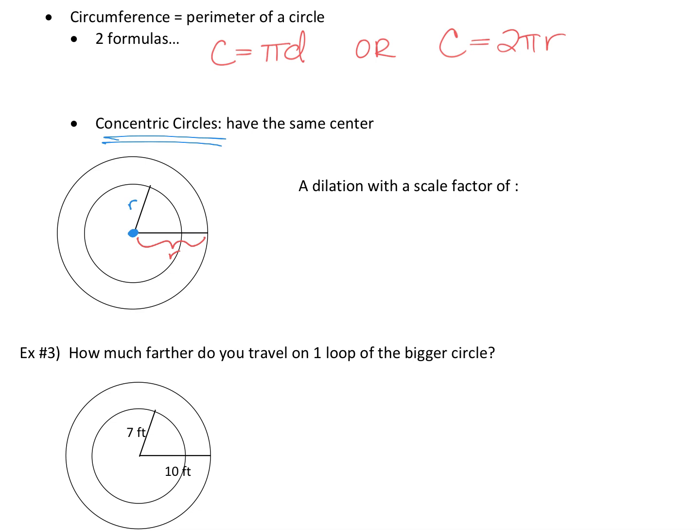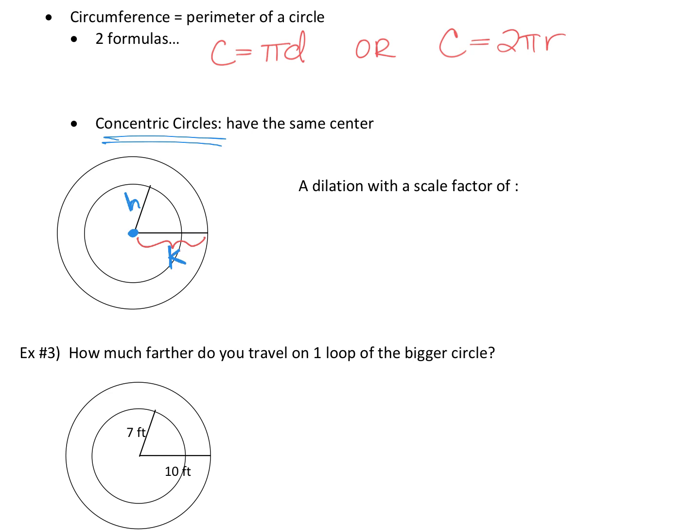Looking at this, we're essentially seeing a dilation with a scale factor. I'm going to call these different letters because you can't say R over R, okay? So we're going to call this one K instead, and we'll call this one H, just so we'll get the R out of there completely.